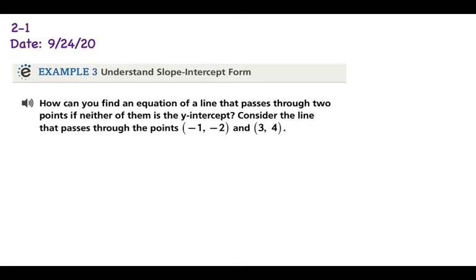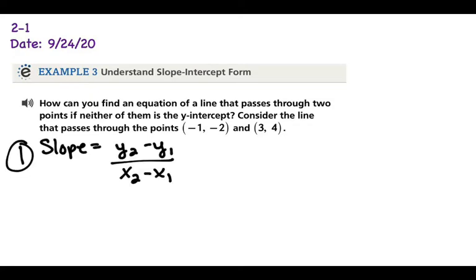It says, how can you find an equation of a line that passes through 2 points if neither of them is the y-intercept? Consider the line that passes through points (-1, -2) and (3, 4). So your first step is to find the slope of that line. So we're going to do y2 minus y1 over x2 minus x1.